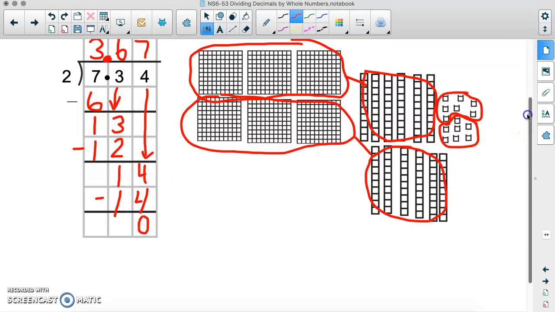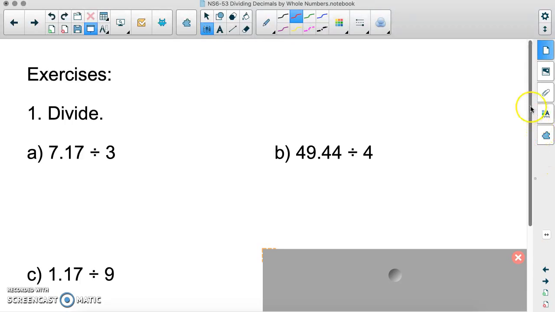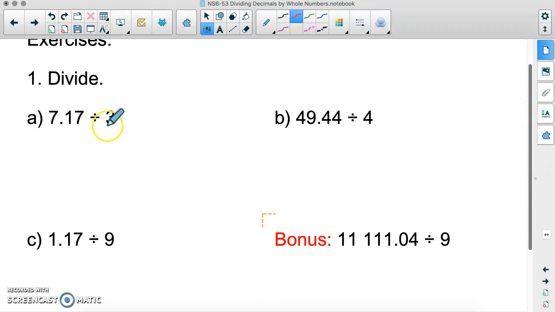here. So I can see that 7.34 divided by 2 ends up with 3 ones in each group, 6 tenths in each group, and 7 hundredths in each group. This represents 3.67. You're going to complete some exercises on your whiteboard, but before you do that, let's do A together.